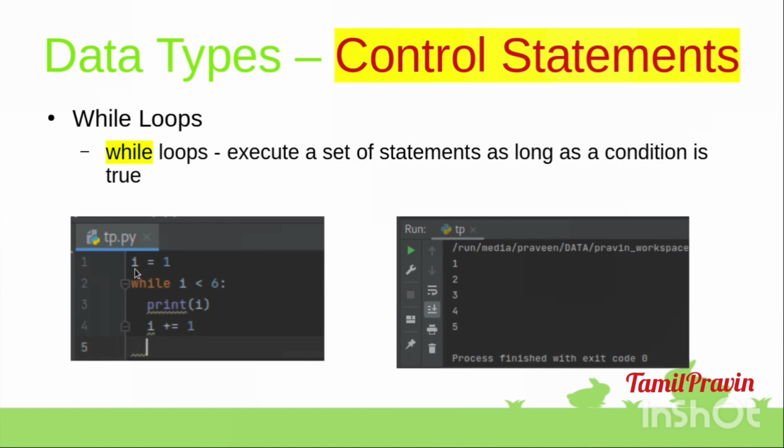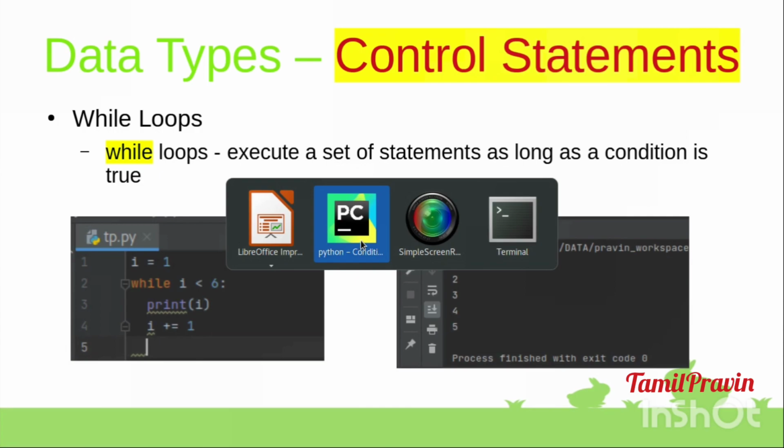Here I am assigning a variable i with value 1. Here I will check the condition: while i is lesser than 6, print the value of i, and again I increment i by 1, which means it executes the print statement 5 times, and once i is no longer lesser than 6, it exits the while loop. Okay, let's see more examples on while loop.